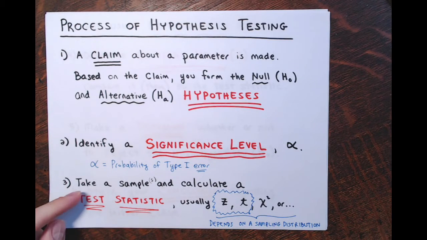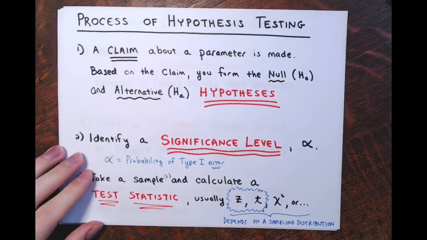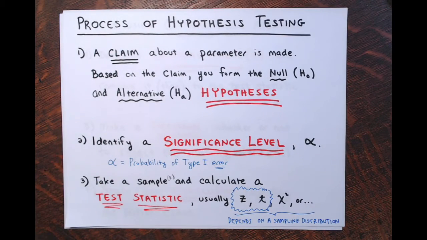Third, a sample is taken, or samples are taken from the population. And from those samples we calculate a test statistic. Now it's usually a z-score or a t-score or a chi-squared score or whatever. It all depends on the sampling distribution you're looking at, or if it's even a distribution type test at all. There are distribution free tests called non-parametric tests, but that's neither here nor there right now.